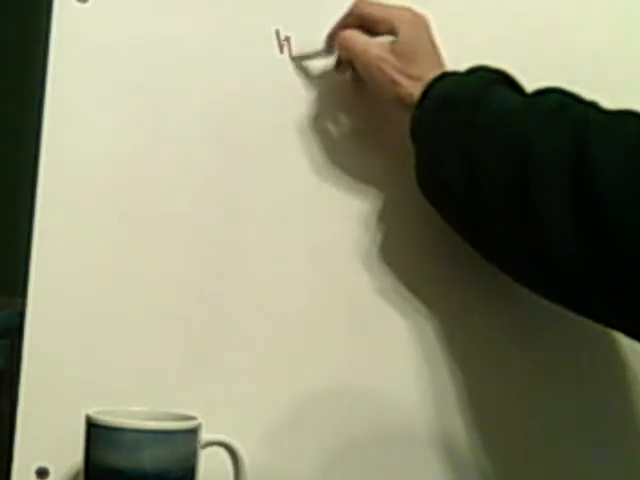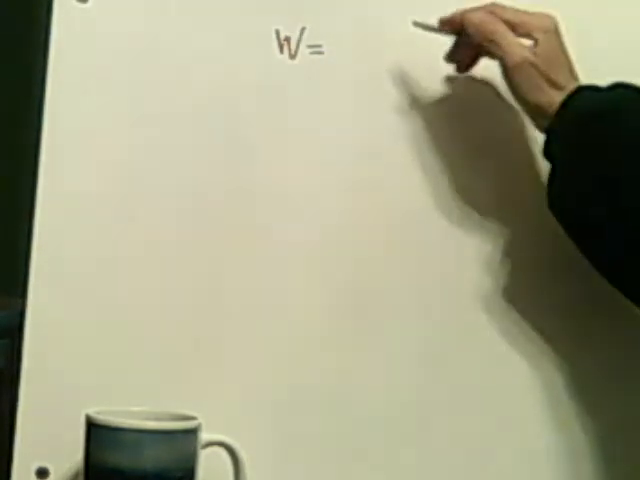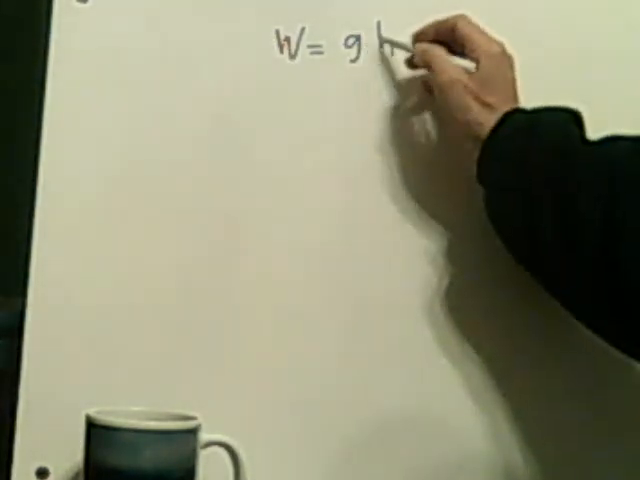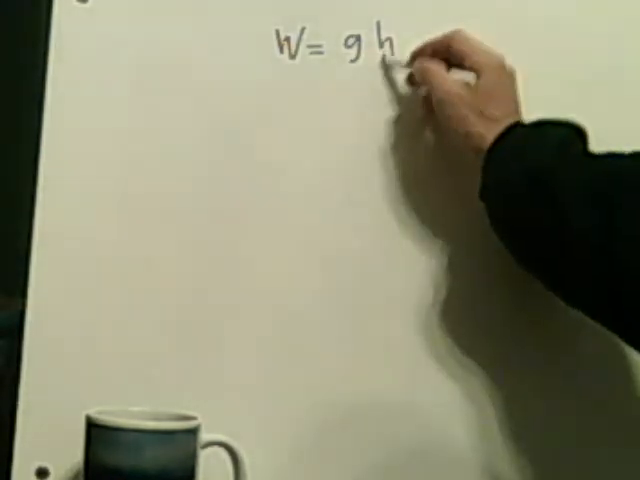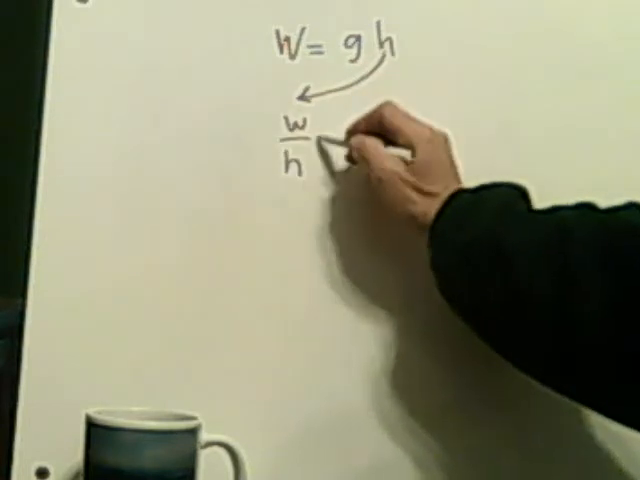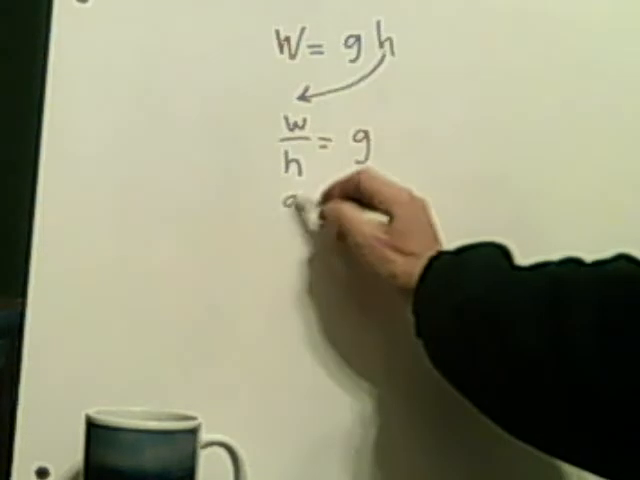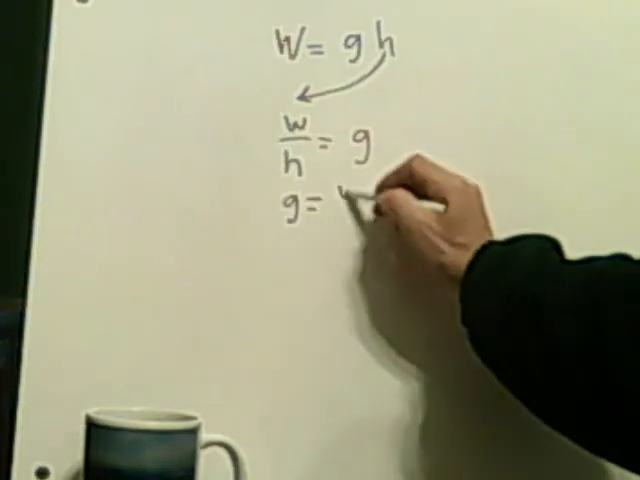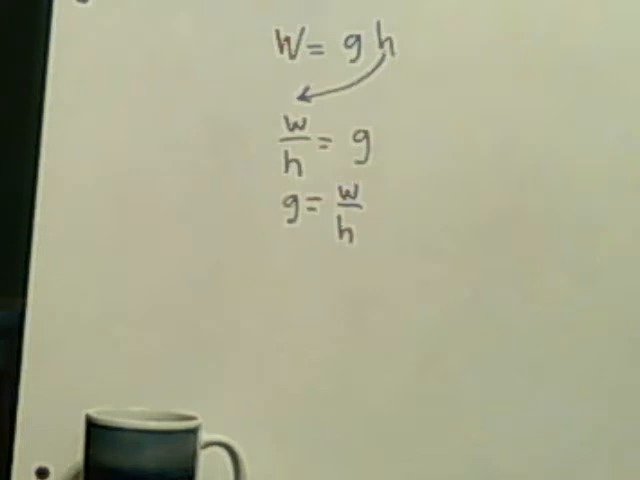Okay, number 2, W equals G times H. Now, G times H, it's understood that those are multiplied because those are two variables next to each other. Okay, so we're going to solve for G. So what we're going to do is take the H and move it to the other side. W over H equals G, or G equals W over H. It's conventional to put the one that you solve on the left-hand side, but not absolutely necessary.